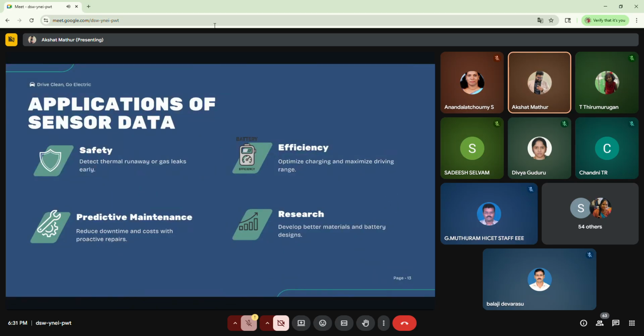The next is the application of sensor data. Whatever data is being gathered by the sensors, we now know how to process it and how it is used. Now we'll see the applications of that data and those figures, and after going through the predictive modeling process and algorithms, how we can actually use this data.